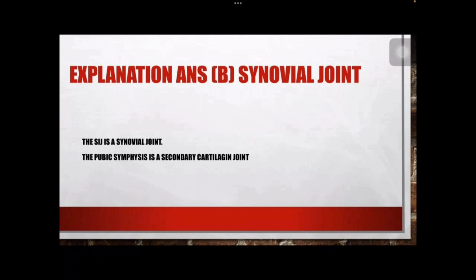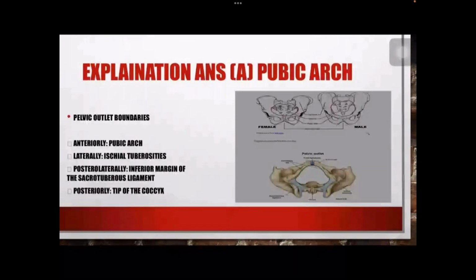Can you tell what are the other boundaries of pelvic outlet? Anteriorly is the pubic arch, posteriorly is the coccyx, posterolaterally is the inferior border of sacrotuberous ligament, and laterally is ischial tuberosity. Yes.